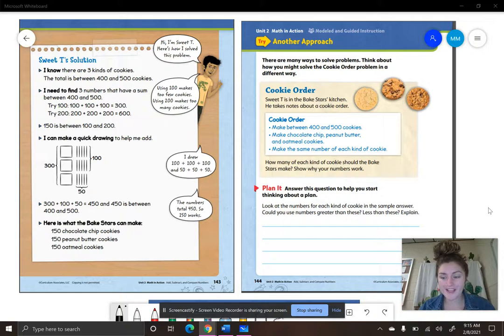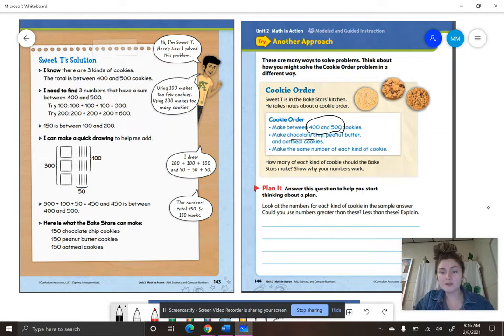All right, so let's go back and read that. Circle important numbers and underline keywords. Here we go. Sweet Tea is in the Bake Stars' kitchen. He takes notes about a cookie order. The cookie order is to make between 400 and 500 cookies. We need to make chocolate chip, peanut butter, and oatmeal cookies. And we need to know that we need to make the same number of each kind.